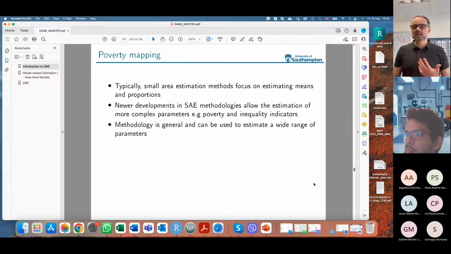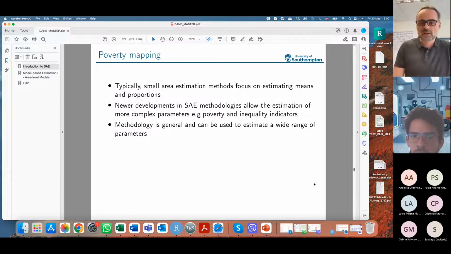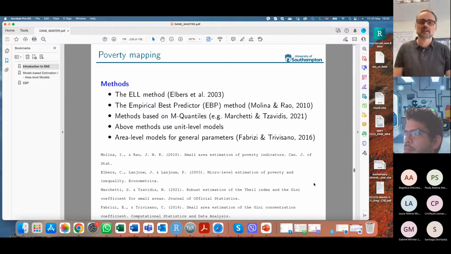So as I said, typically methods focus on estimating means. Newer developments in small area methodology allow for the estimation of more complex parameters. And the methodology is general and can be used to estimate a wide range of parameters, as we will see. So once you assume that the model is correct and you believe in your model, then you can construct estimators for different types of parameters.